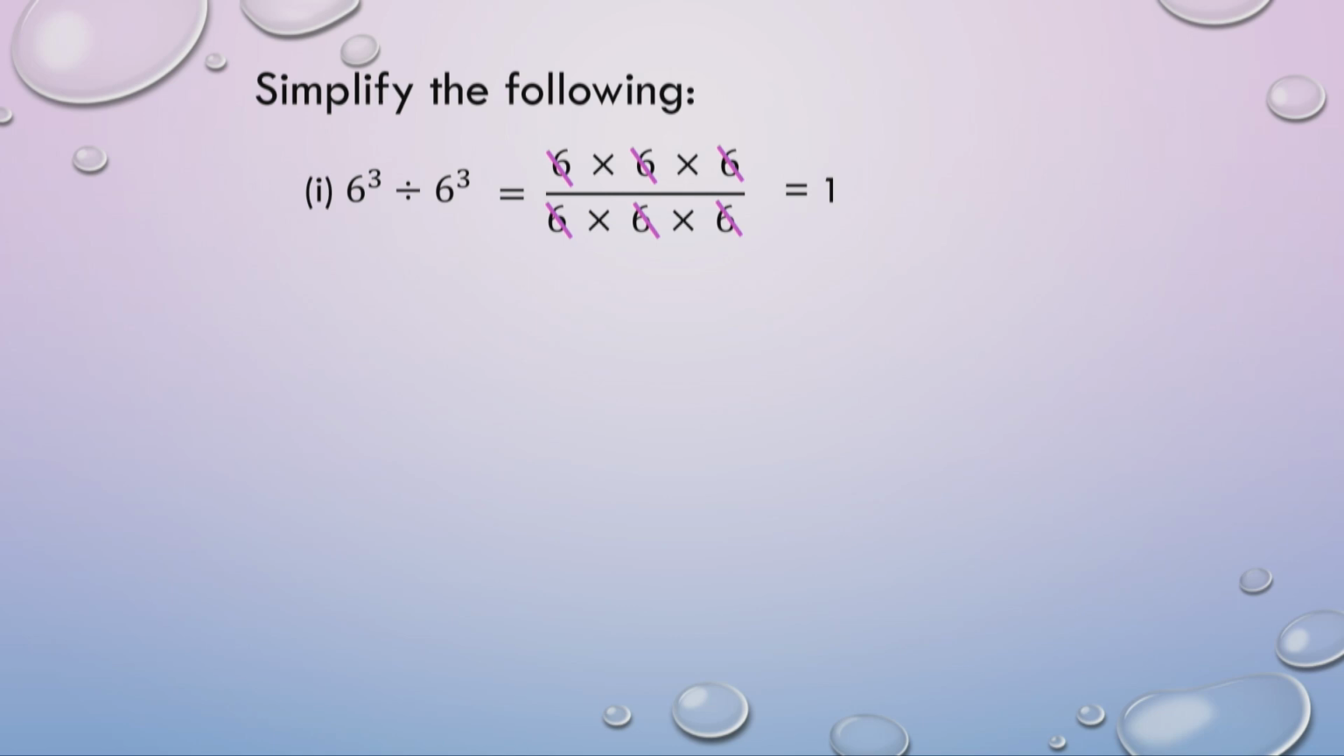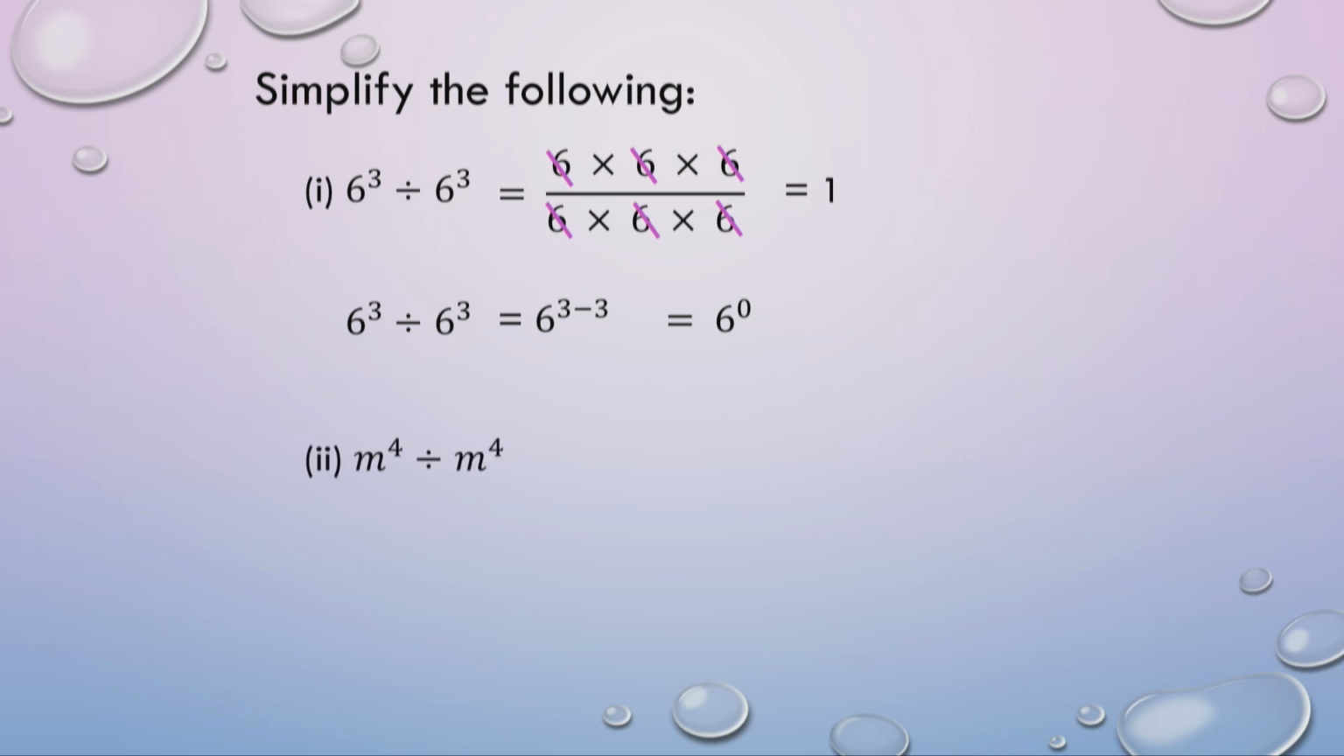But if instead of writing in expanded form, I decide to use the division law of indices, 6 power 3 divided by 6 power 3 will give me 6 to the power of 3 minus 3, which will give me 6 power 0.